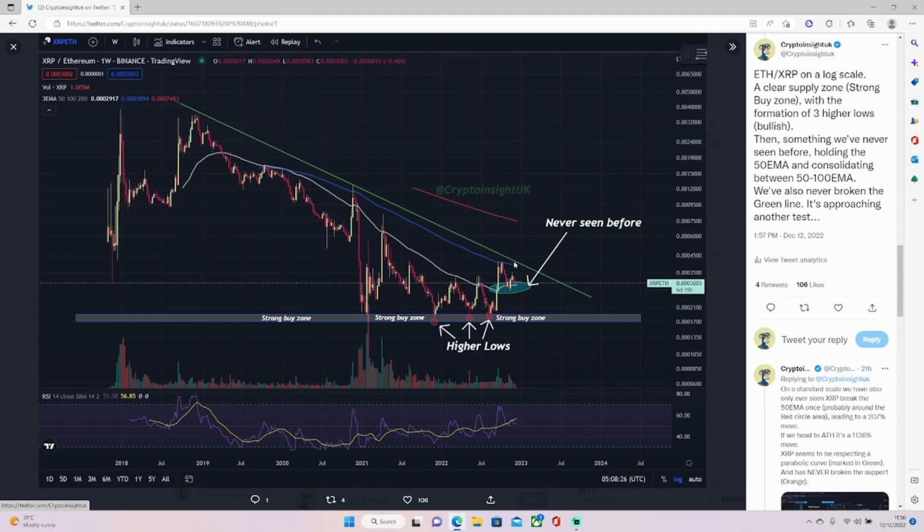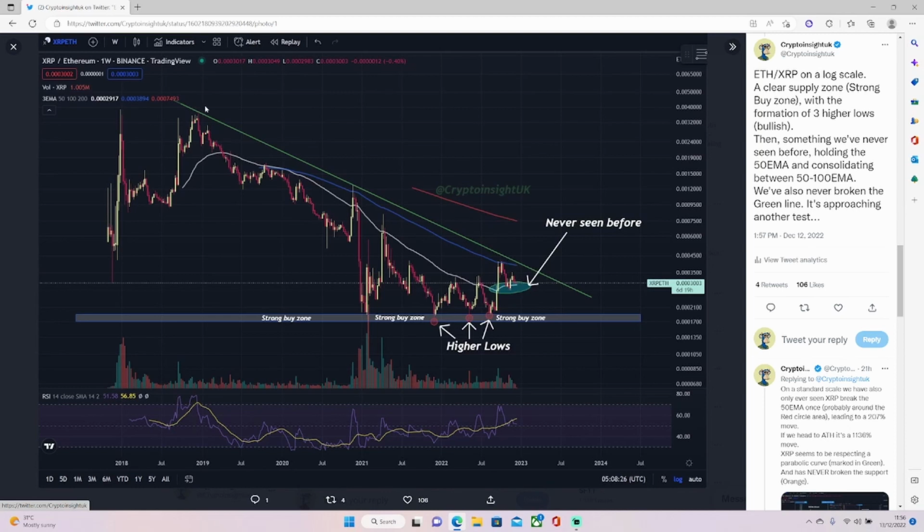I think it's the 100-day. Stuck below the 100-day and now consolidating on top of the 50-week, which we've never done in previous history. Maybe we have back here somewhere, but obviously the price data isn't there. But we've never done this. We've never done this. So we're in new territory.